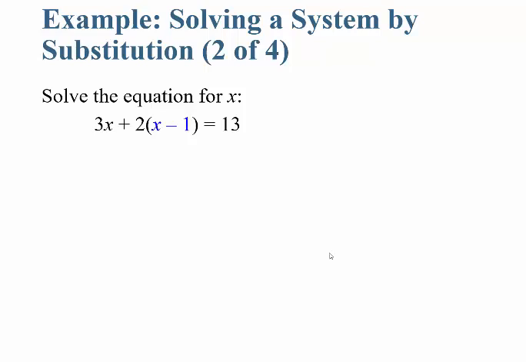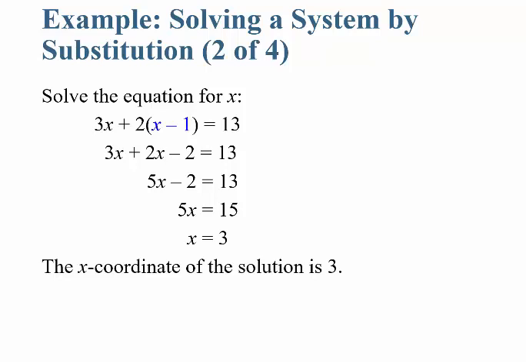Solving this equation, you're going to distribute the 2 to get 2x minus 2. You're going to combine the 3x and the 2x to get 5x. You're going to add 2 to both sides. And then finally, you're going to divide by 5. You're just going to get x is equal to 3. So the x coordinate of the solution is 3.